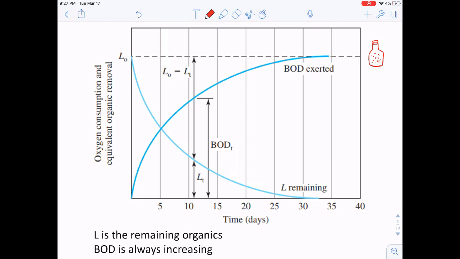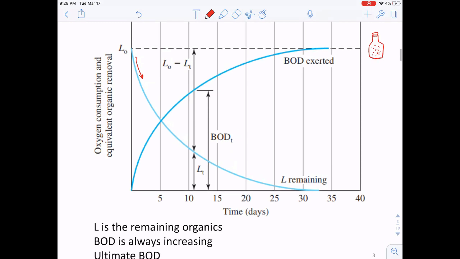We know that this is a first order reaction in terms of the decomposition or oxidation. That's why the concentration of the organics follows this curve, an exponentially decreasing curve. It represents the remaining organics in the water. L is the remaining organics, and L follows the exponential decrease, L0 multiplied by exponential minus kt. As time goes to infinity, the remaining organics concentration goes to 0.